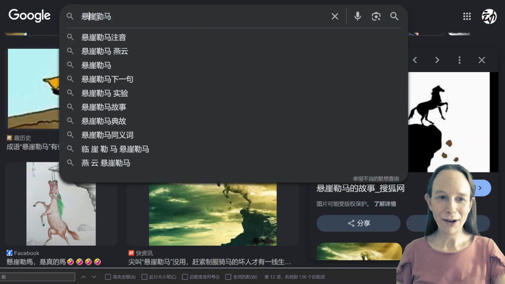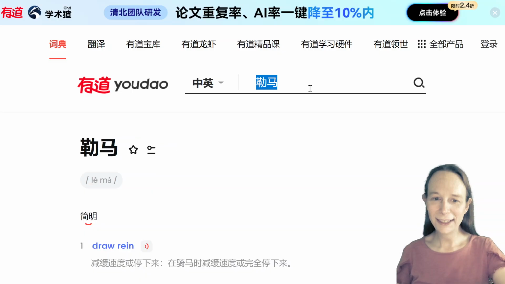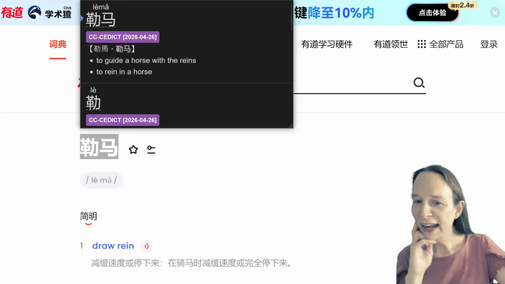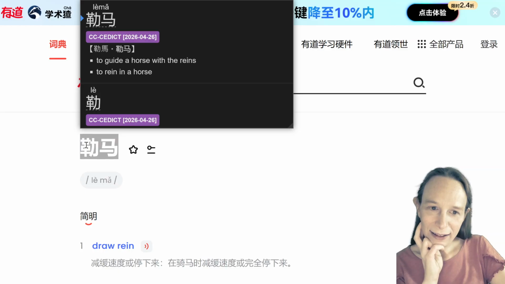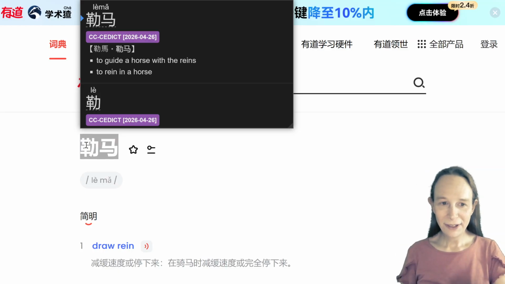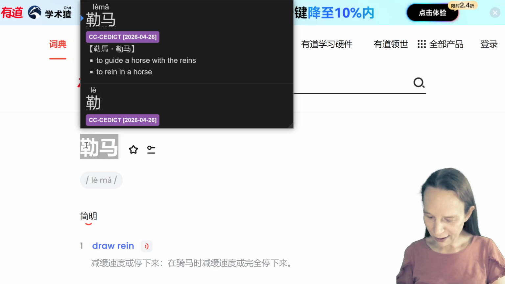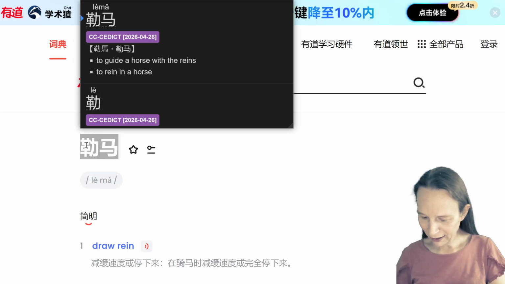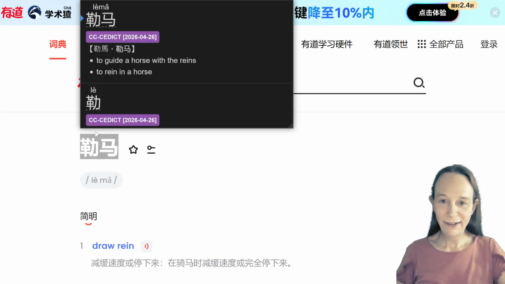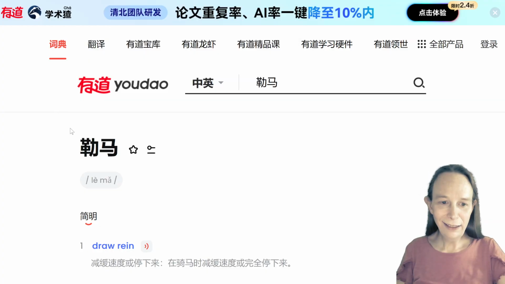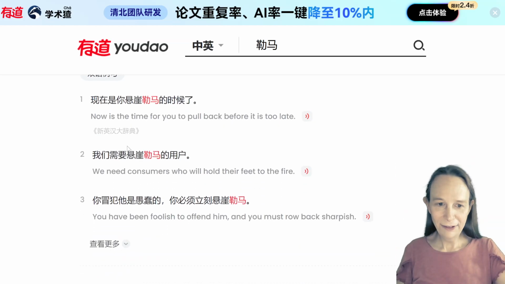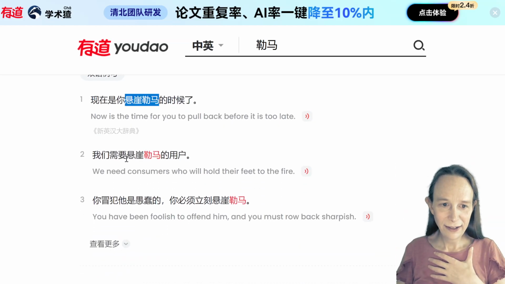Is 勒马 a word in itself, to rein in your horses? Hold your horses, honey. 勒马. It's a word in itself. All right, I want to learn 勒马 by itself as well. I'm going to add it in. It looks like a useful word to learn.